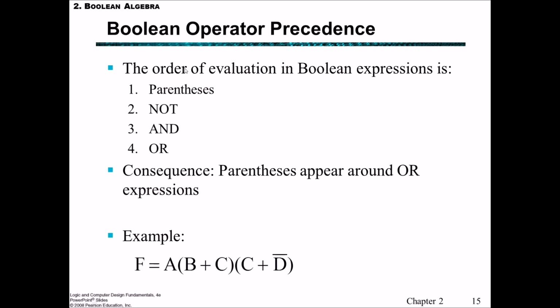In terms of the Boolean operating procedure, it is parentheses first. That is, these parentheses are the first thing that you evaluate, and then the not operator on top of this, then and, and then or. So the consequence of this is that parentheses must appear around or expressions in order to group them properly.